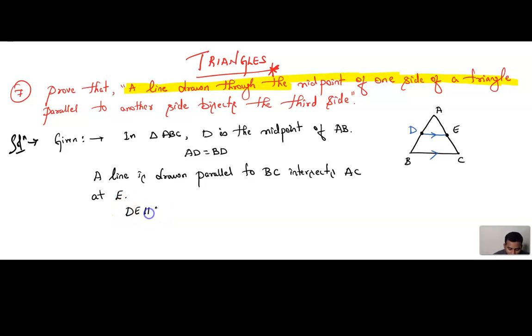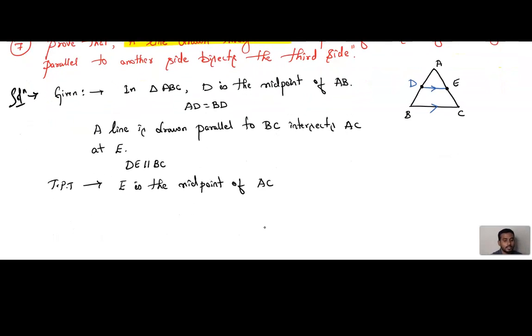DE is parallel to BC. This much we have done now. TPT means to prove that. Now what should we prove? E is the midpoint of AC. Now we have to prove E is the midpoint of AC. Done? Concept is clear? Okay.